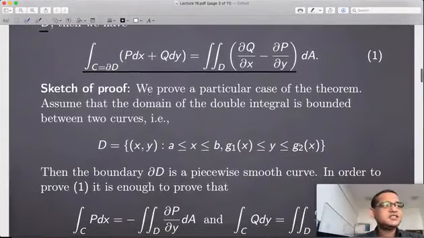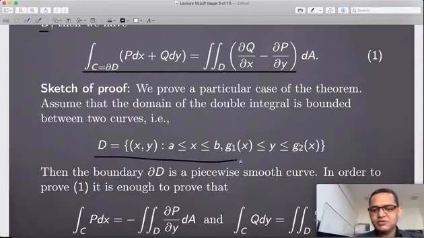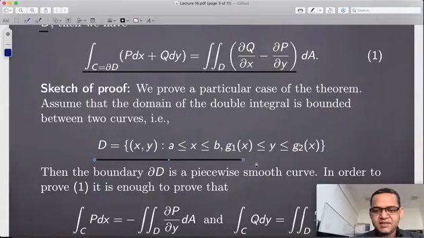In general, this theorem is not so easy to prove. It requires a lot of things, but for the domains which we have been talking about, like the ones which I have written over here, this is the domain. If you remember, when we considered the double integral, these were the general domains which we handled. So we consider such a domain, and in the context of this domain we are going to give you a proof.